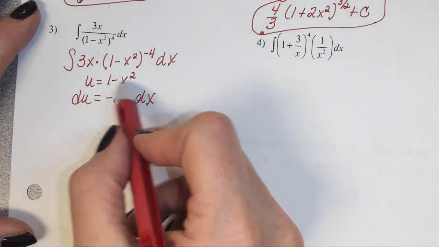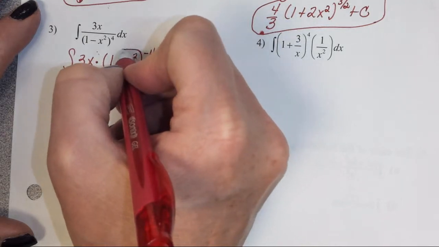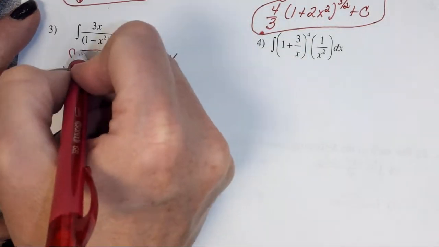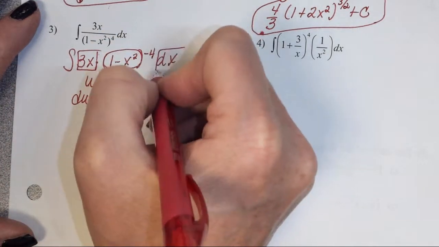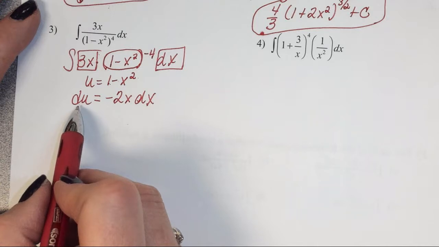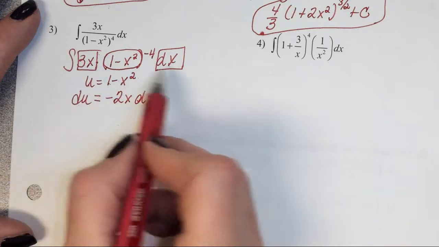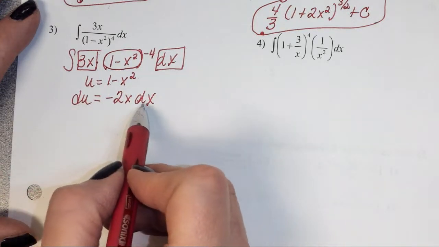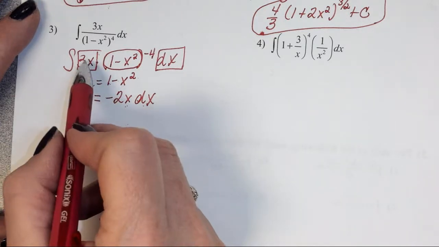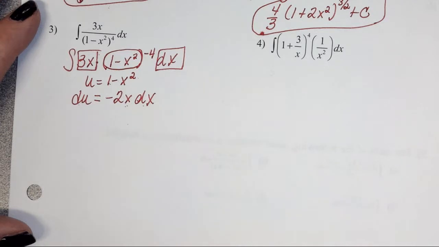So looking at the problem, 1 minus x squared, that's right here. That's going to be our u. The rest of the problem must get replaced with something in terms of du. But I have a 3x dx instead of a -2x dx. What do I have to multiply this by to get the 3x dx that's necessary?